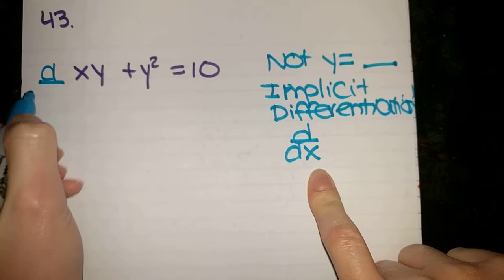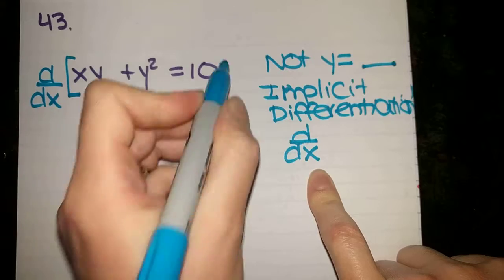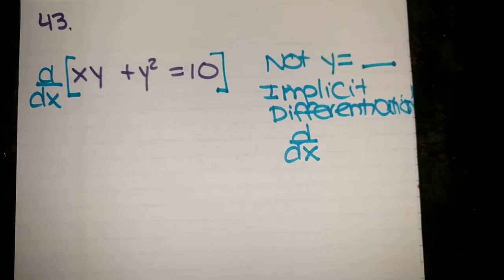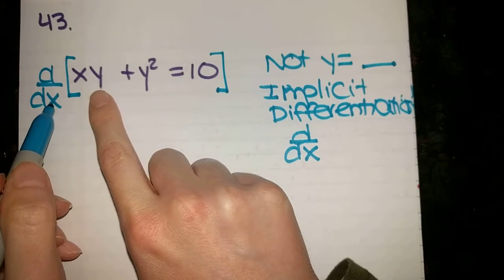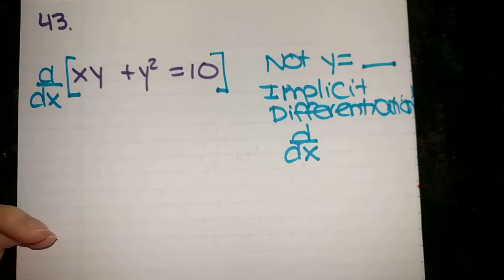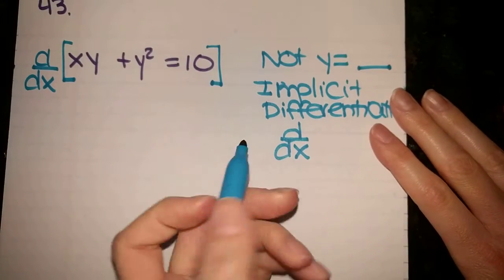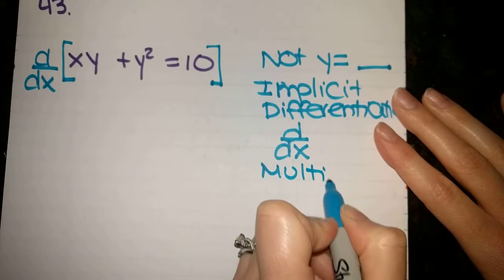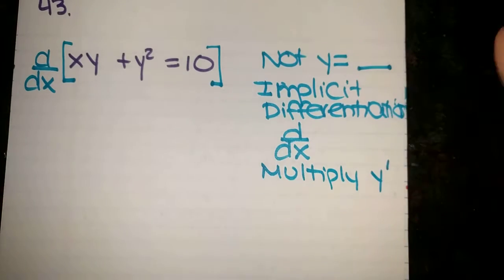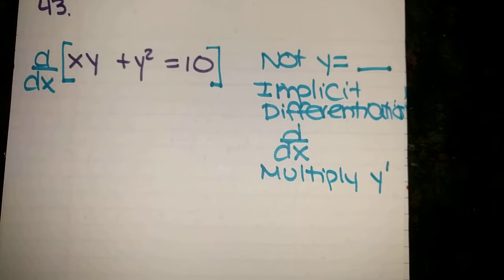So what I'm going to do is start off by taking the derivative with respect to x of both sides. And because there's a mismatch with the y variable, I'll have to multiply by y prime. So when I take the derivative with respect to x, there will be this multiplying by y prime to complete the derivative, and that comes from the chain rule.